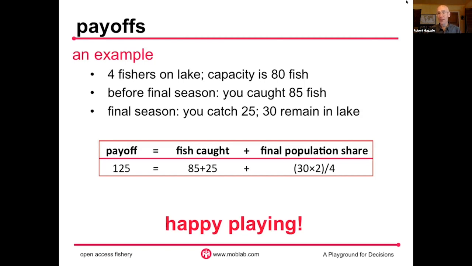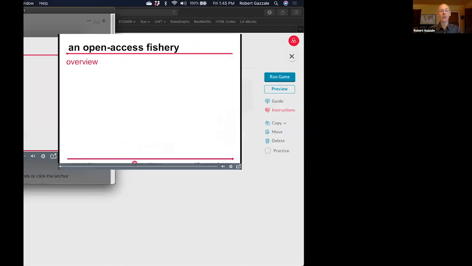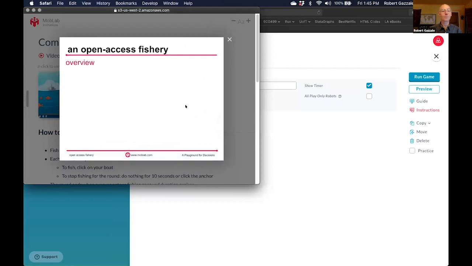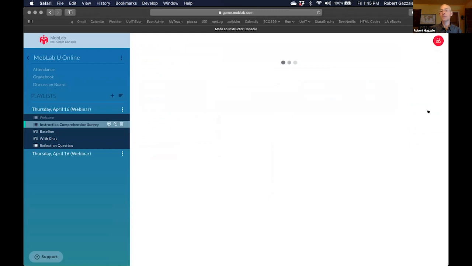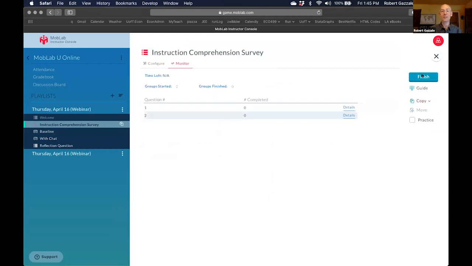So what I would like to do now is make sure that you're all on board with the instructions that we just did. I'm going to give you a brief instruction comprehension quiz, which does count towards your final grade. So please switch to your MobLab, whether it is the app on your phone or tablet, or the browser. I'm now going to switch over and start the instruction comprehension survey.